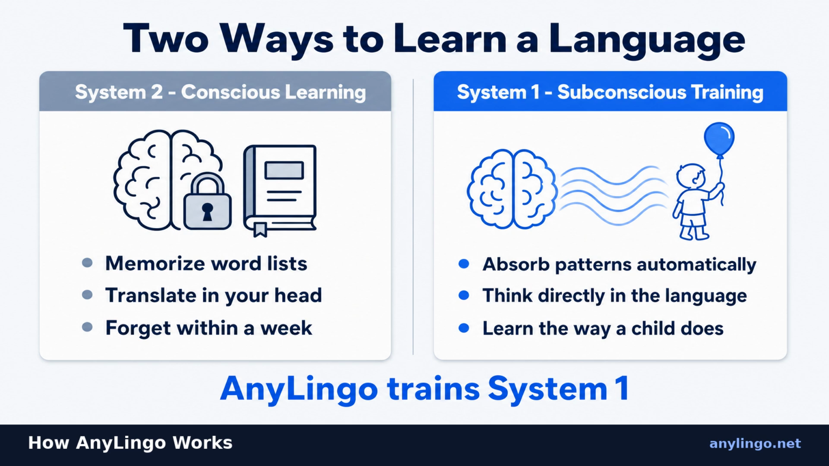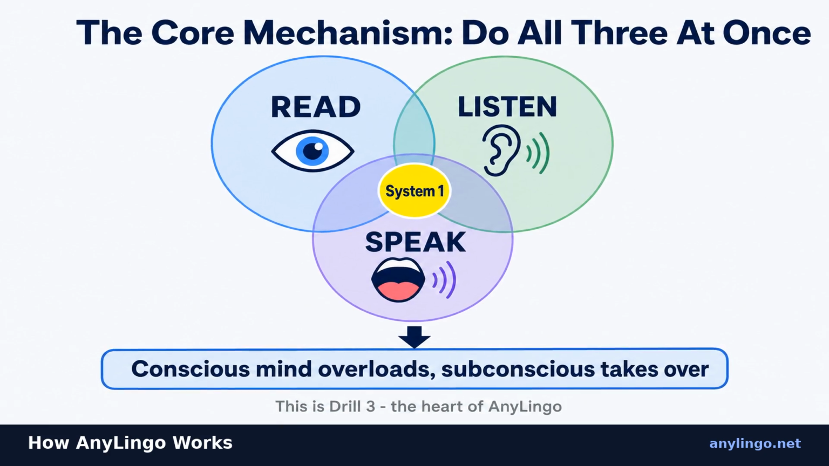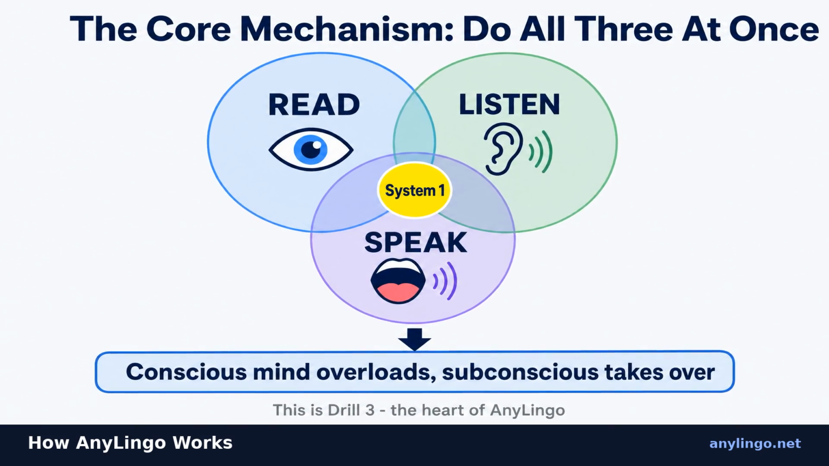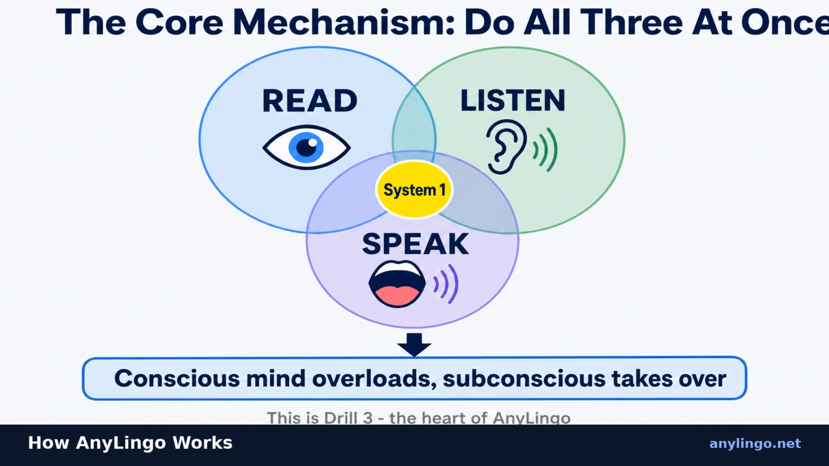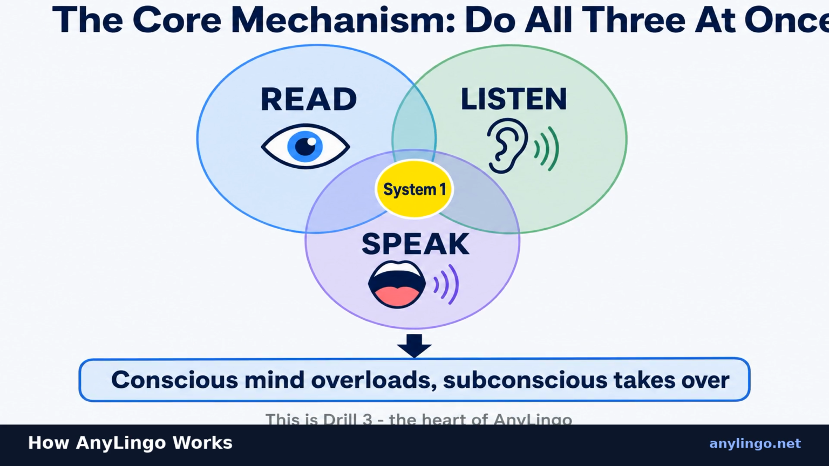The way AnyLingo activates System 1 is deceptively simple. It asks you to do 3 demanding things at the same instant. Read the text with your eyes, listen to the audio with your ears, and speak the words out loud with your mouth. Your conscious mind cannot handle 3 simultaneous channels. It becomes overloaded, it steps back, and your subconscious takes over pattern absorption. That single mechanism, which you will meet in Drill 3, is the heart of the entire platform. Everything else in the app exists to support it.